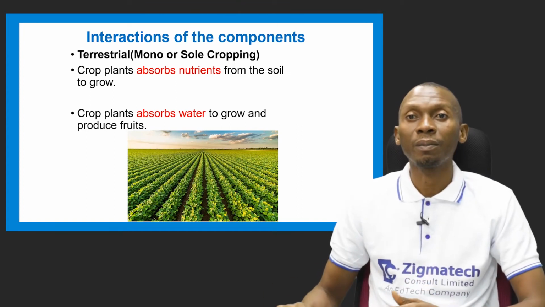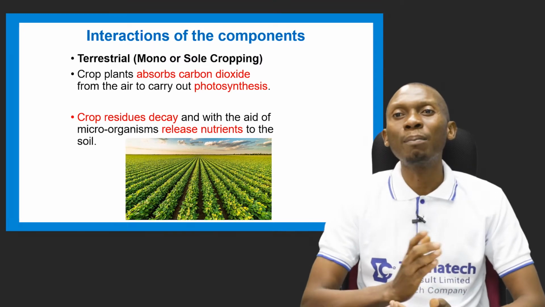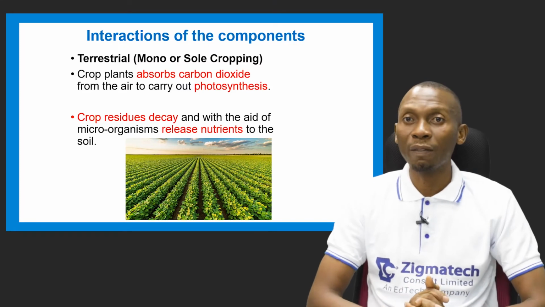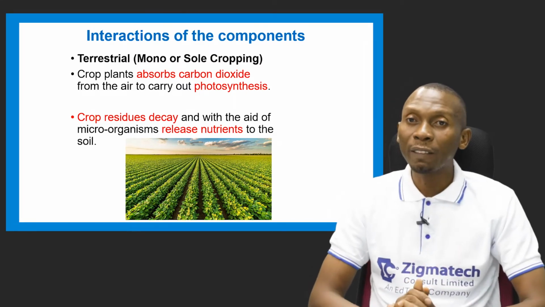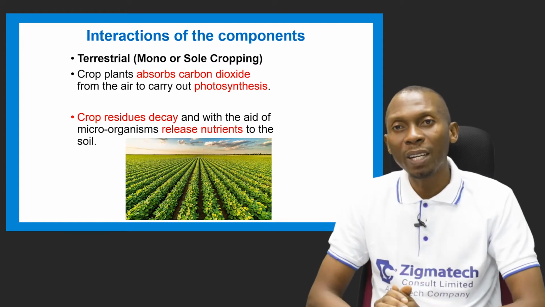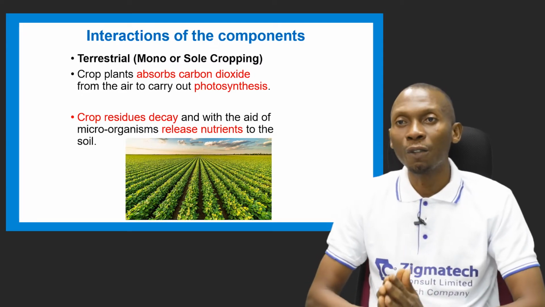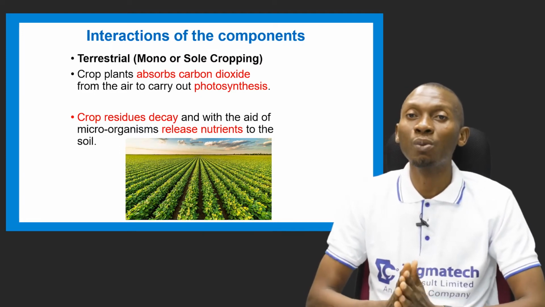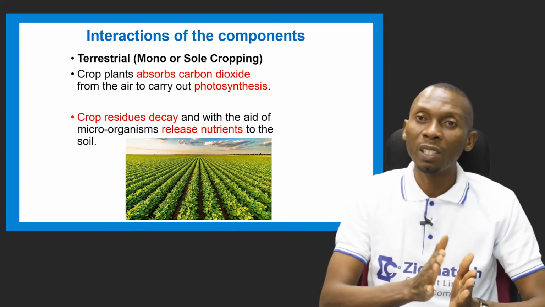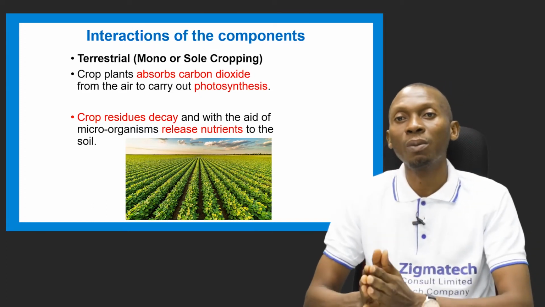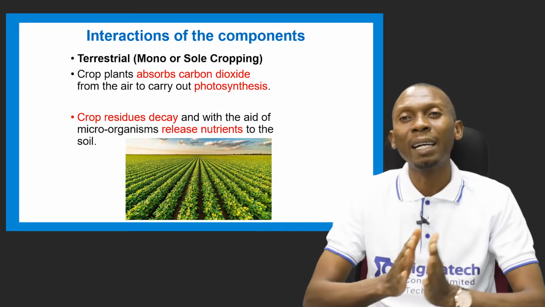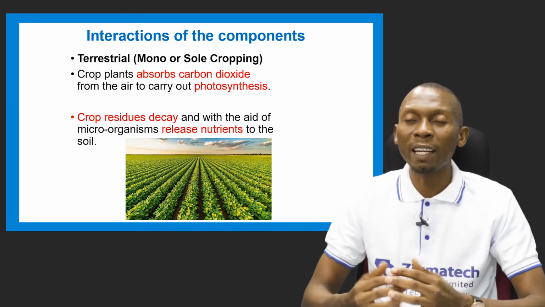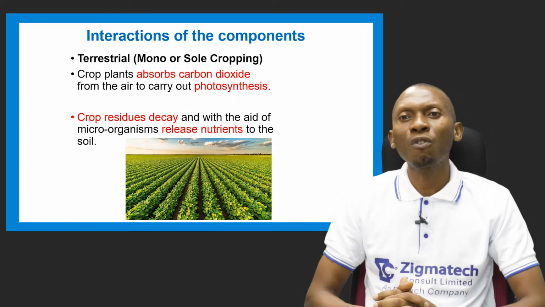That's an interaction. The crop plants also absorb carbon dioxide. Crop plant, living component or biotic factor; carbon dioxide, abiotic factor. So the crop plants absorb carbon dioxide from the air to carry out photosynthesis. We're looking at the interactions between the components, the living component, which is the biotic factor, and the non-living component, which is the abiotic factors, and their effects. Now, we also have crop residues.